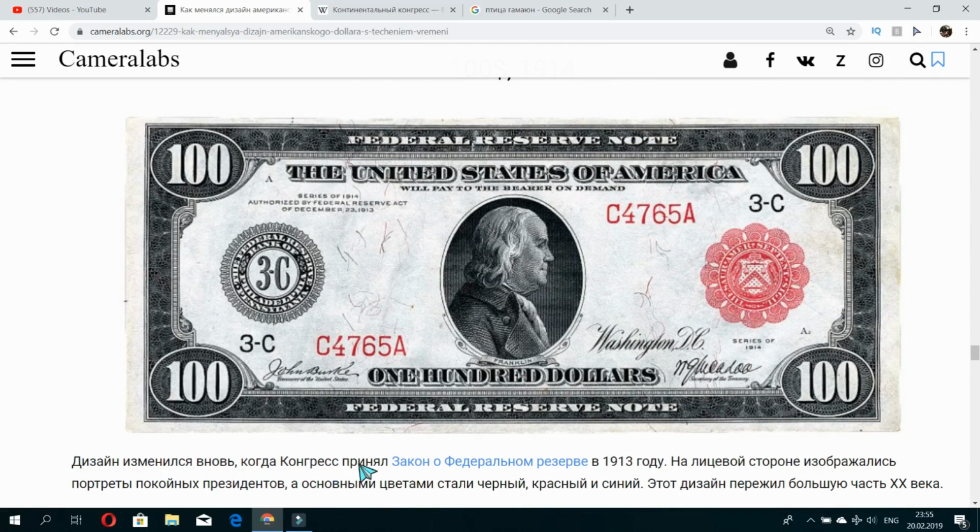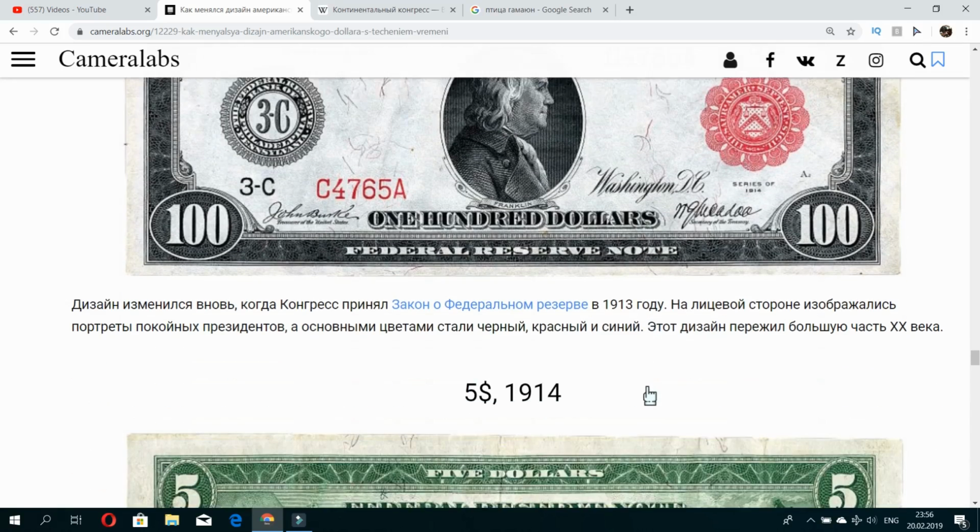And Congress changed the laws. It took the Federal Reserve Act in 1913. It accepted it, and on the front of these banknotes there were the portraits of deceased presidents, and the main colors became black, red, and blue. This design went through most of the 20th century.